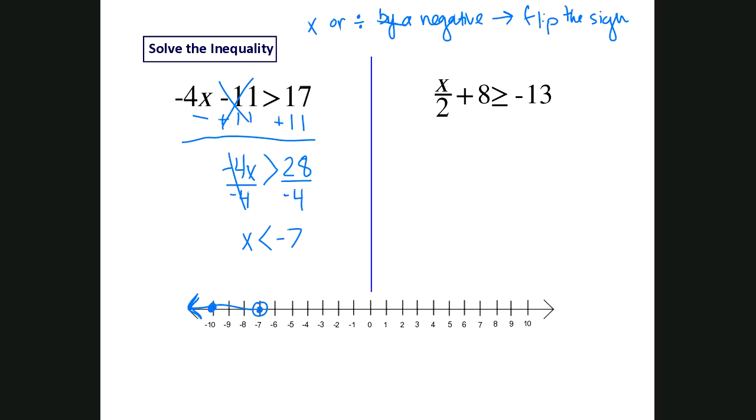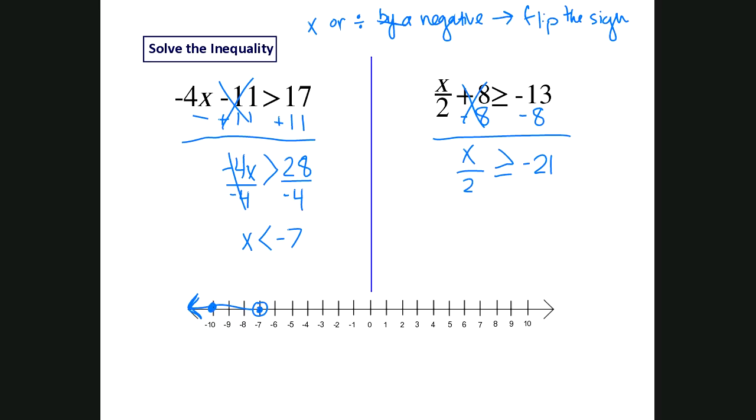Okay, the first step is to get rid of this plus 8. I'm going to do that by subtracting 8 on both sides because that's the zero pair. A positive 8 and a negative 8 combine to be 0, which is perfect. That's what I wanted. X divided by 2 is greater than or equal to negative 13 minus 8, negative 21. Is that right? Yeah, it is. It just looked weird. So we have x divided by 2 is greater than or equal to negative 21.